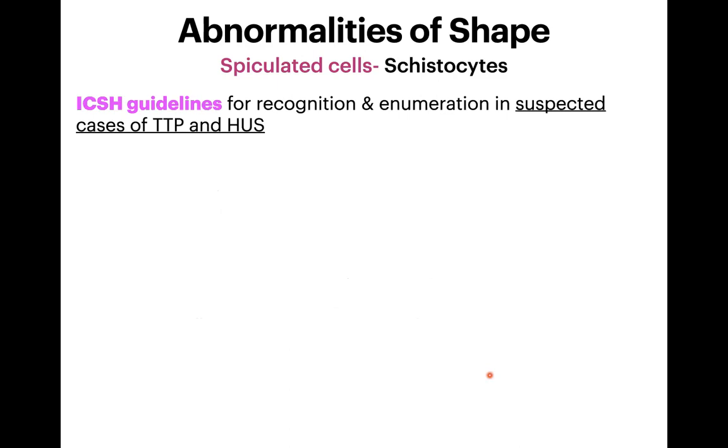I will quickly cover the important findings given in this article. These guidelines are mostly given for the recognition and enumeration of schistocytes in suspected cases of thrombotic thrombocytopenic purpura and HUS. In these cases, the percentage of schistocytes is very important, as it helps in making the diagnosis. The guidelines have been specifically designed for these two conditions, but they are being used for any condition associated with schistocytosis.